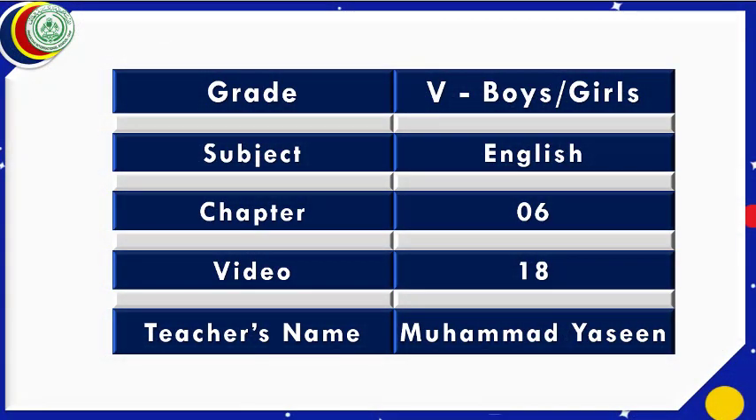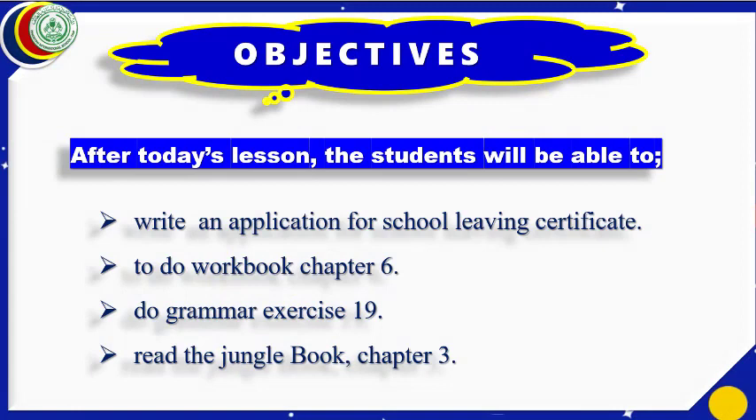We are doing chapter 6. This is our 18th video in this class. Dear students, in today's lesson, we shall learn to write an application to the principal for a school leaving certificate. We shall learn to do workbook pages of chapter 6. We shall do grammar exercise 19 and we shall read one page of the Jungle Book of chapter 3. Then you will read the remaining pages by yourself in your homework.